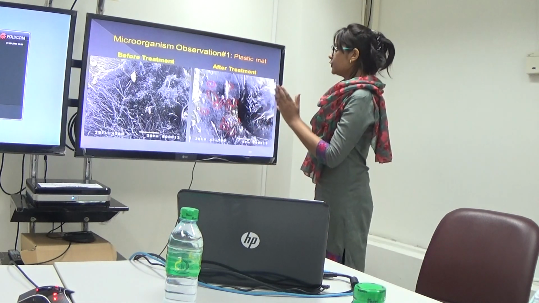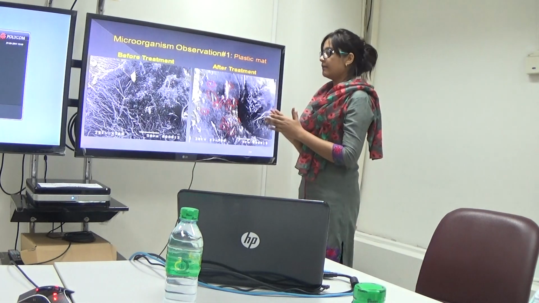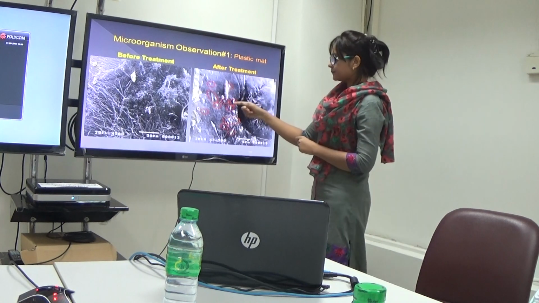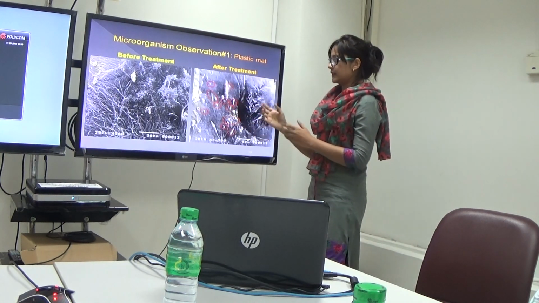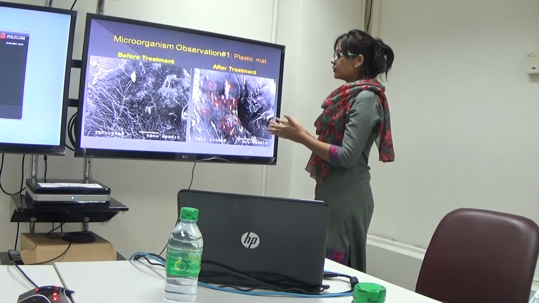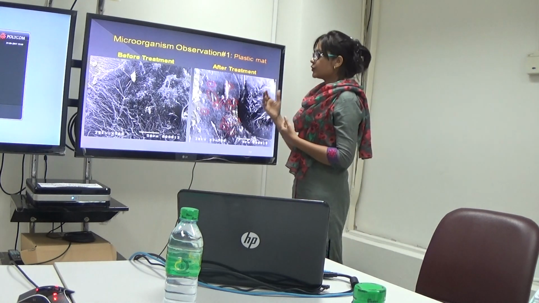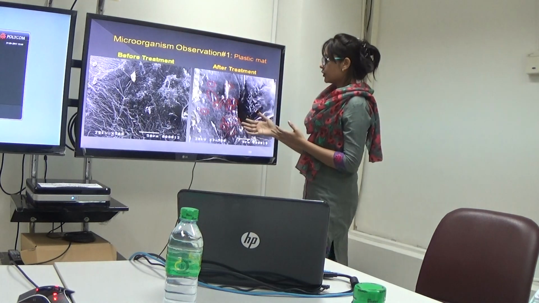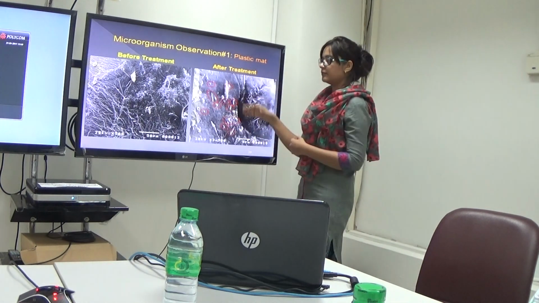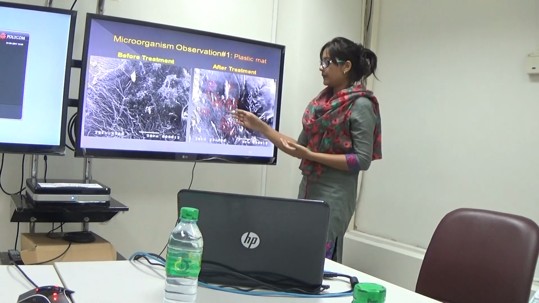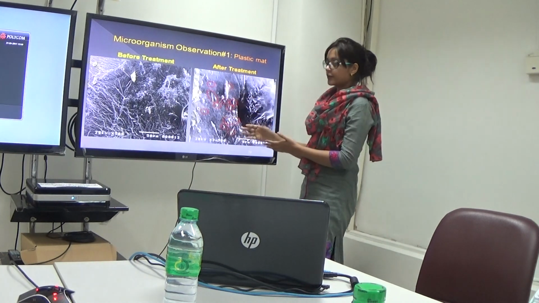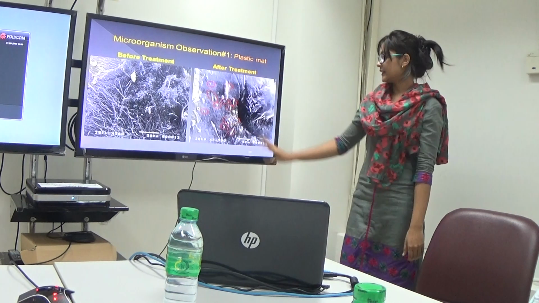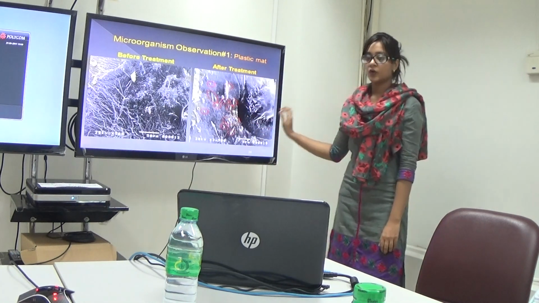Actually, it is very difficult to use plastic mat for SEM lab, but we tried to use it, and we got this microorganism. But there are some processing steps to use the media in SEM, so maybe some microorganisms were washed out during this process, but we can find some microorganisms on the plastic mat. This is the surface area of plastic mat. We found this.